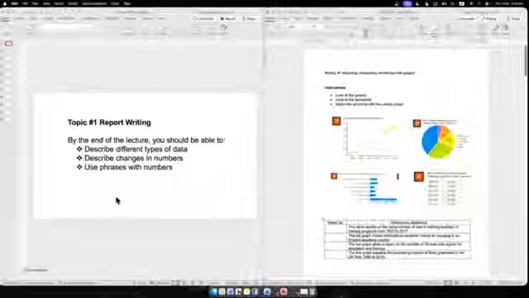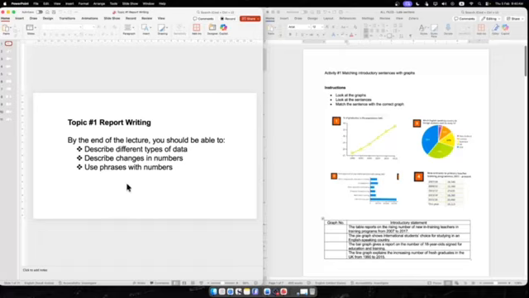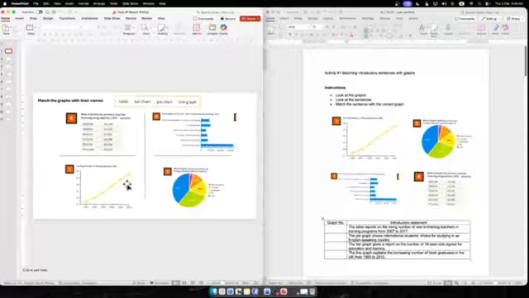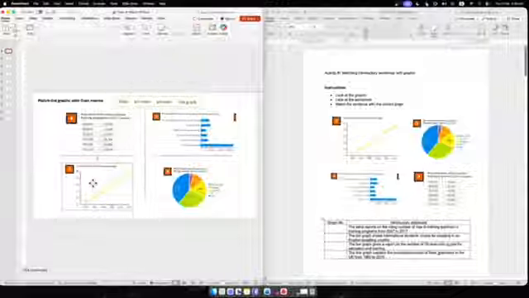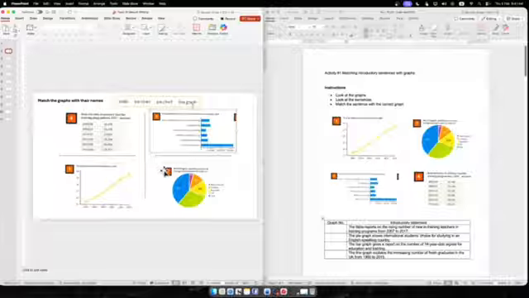Okay, now let's look at the PowerPoint first, and let's have a lead-in activity together. Okay, now look at these graphs. Take 2 minutes. So you will need to pause the video. Take 2 minutes and try to match the name of these in the table with each one in the graph.